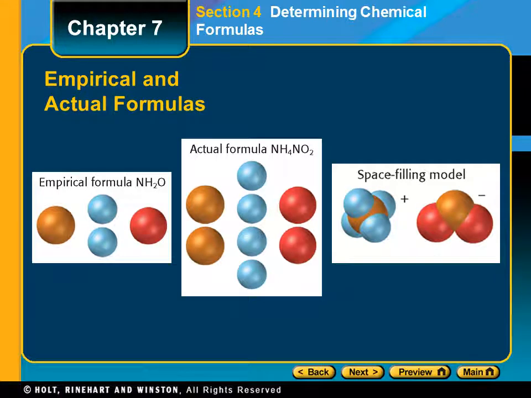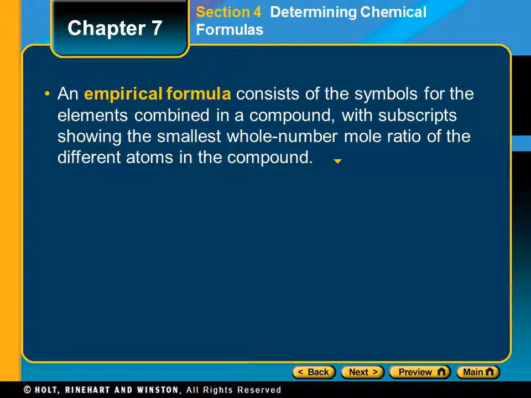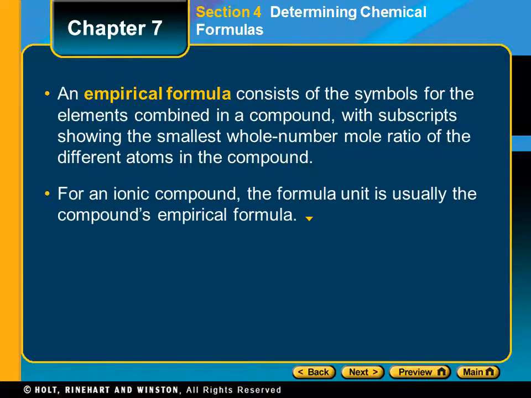This chart just kind of gives you an idea, showing you a little bit of the empirical and actual formulas in terms of diagrams. So an empirical formula is made up of the symbols for the elements that are in the compound and subscripts that show the smallest whole number mole ratio of the different atoms in the compound. Notice the smallest whole number mole ratio, not necessarily the exact number of atoms.